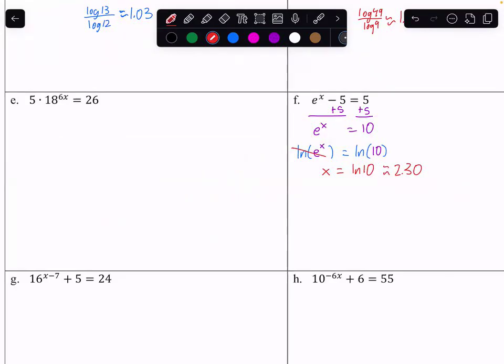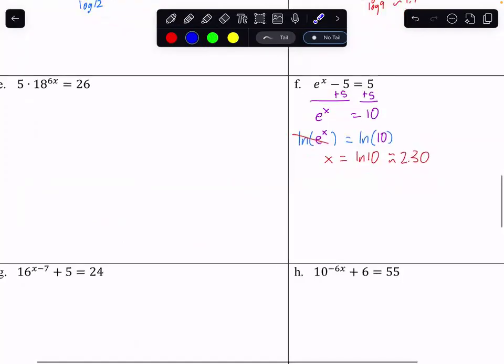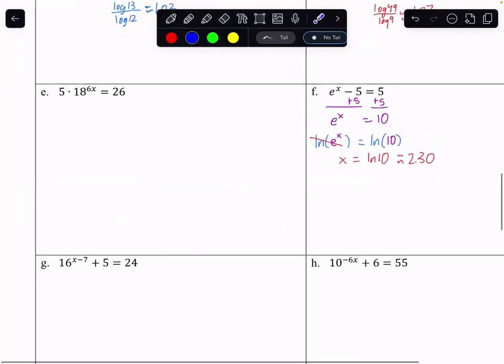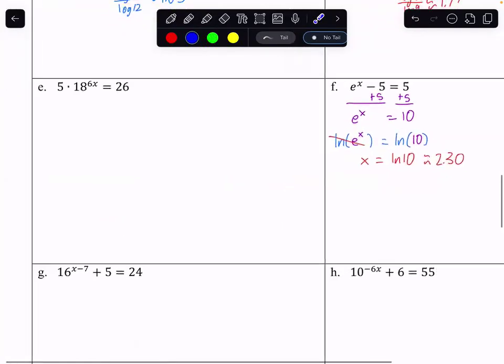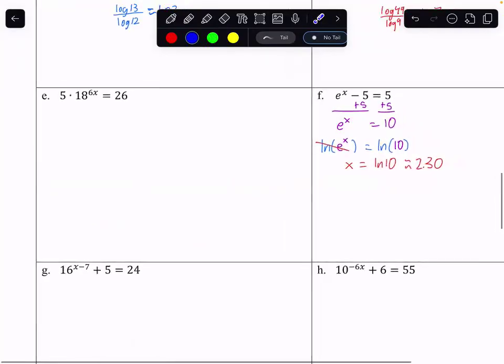Again, for these last 3 problems, they all have something outside of the exponential term. So make sure you get rid of that first before you do any sort of logarithm to both sides. I'll ask you to try the last 3 problems.